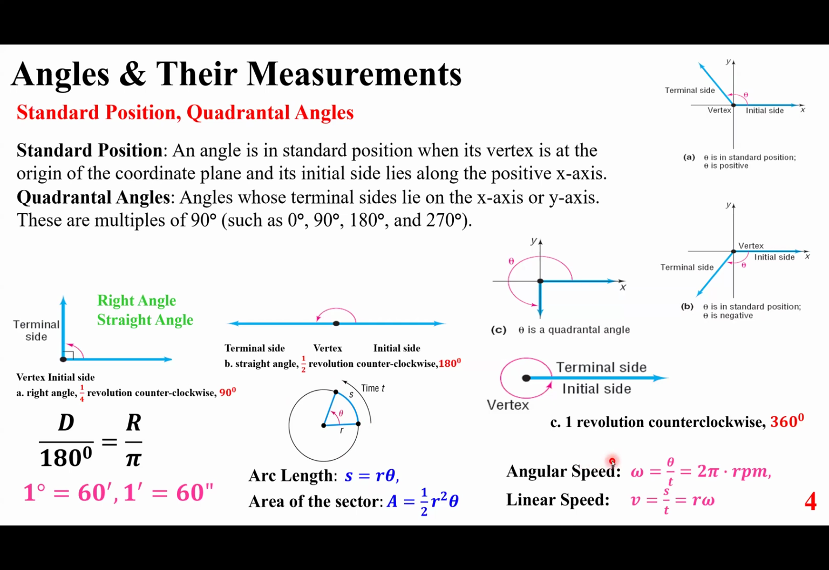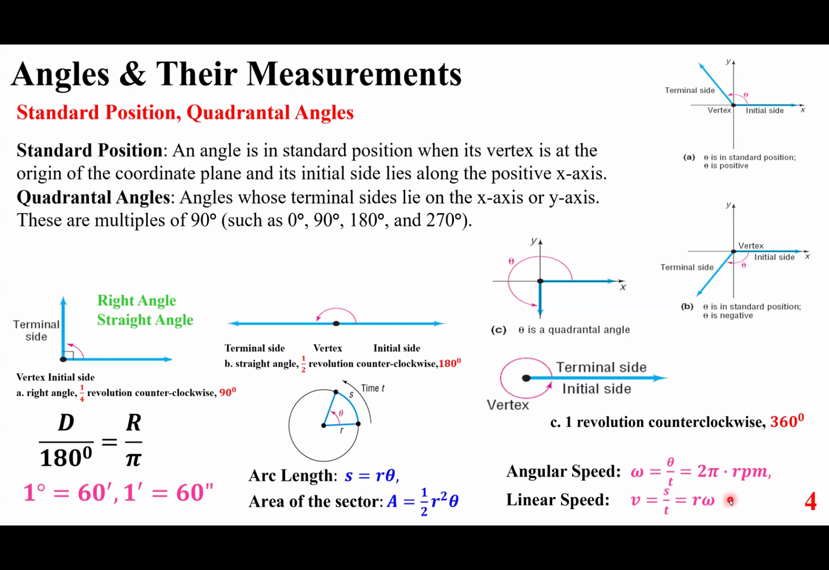Angular speed is the total angle over total time, or 2 pi times RPM. This is revolutions per minute. It could be revolutions per second. Linear speed, V, is total distance over total time. So if we go in a circular motion, S, which is the arc length, over T, and it becomes r omega. We'll discuss this further as we come across them, obviously.